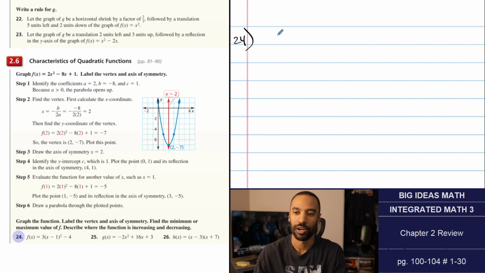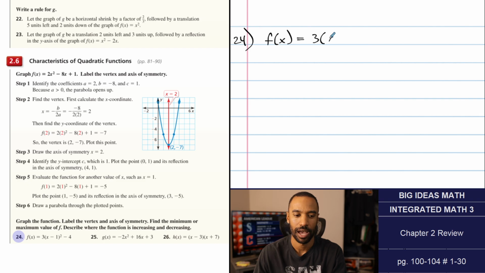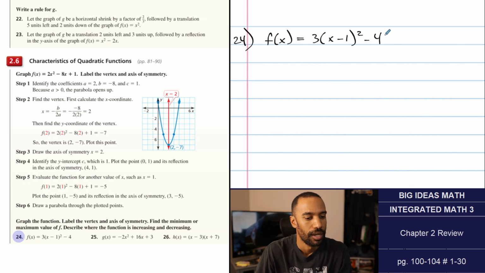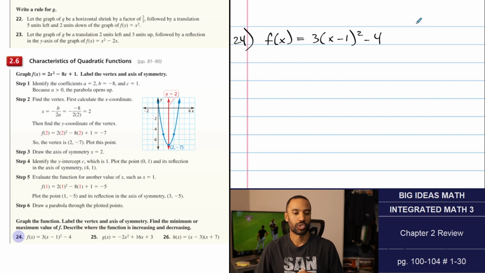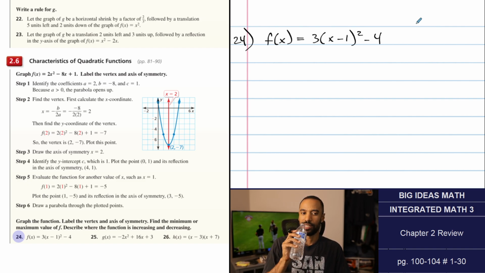So number 24, and we've done graphs of this sort, so let's just do one again, but then we got to do labeling of vertex and axis of symmetry. They have some more questions of that beyond it. Let's see what they say. Label the vertex and axis of symmetry, find the min or max value of f, and describe where the function is increasing and decreasing.